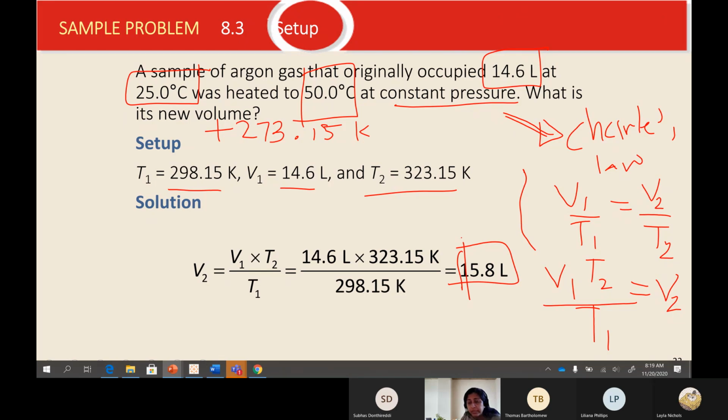So what you need to remember with Charles's law? Yes, the equation is V1 over T1 equals V2 over T2, and you can apply it only under constant pressure, and you need to plug the temperatures in Kelvin units.